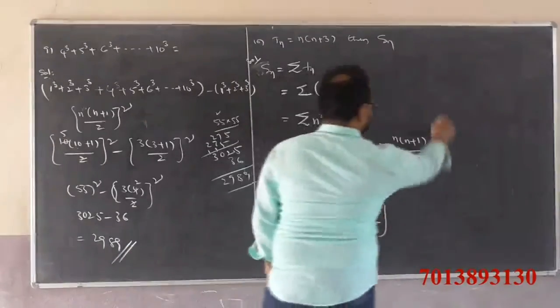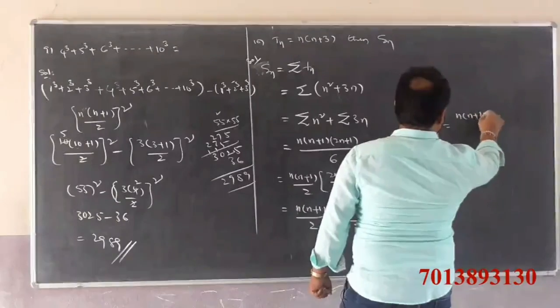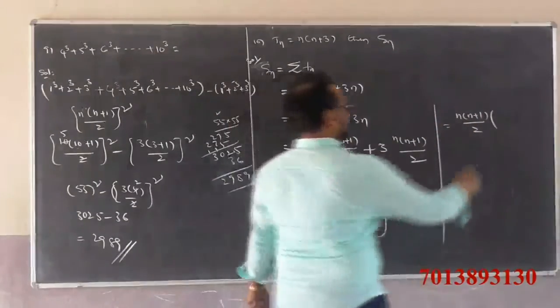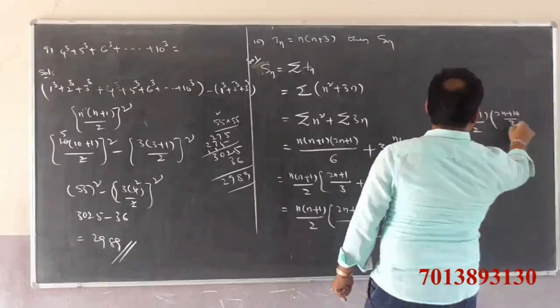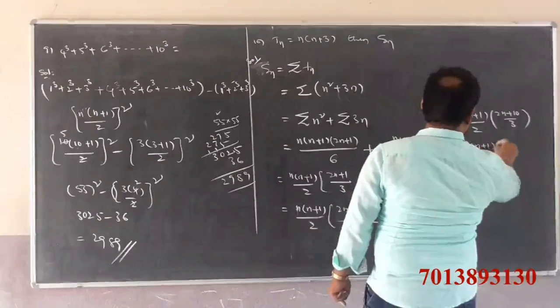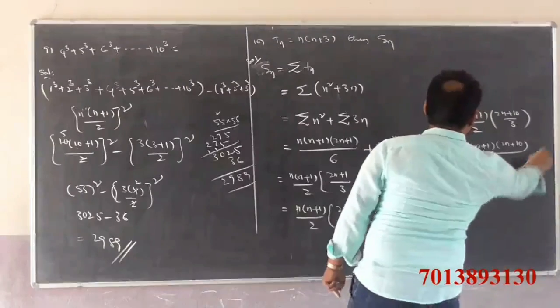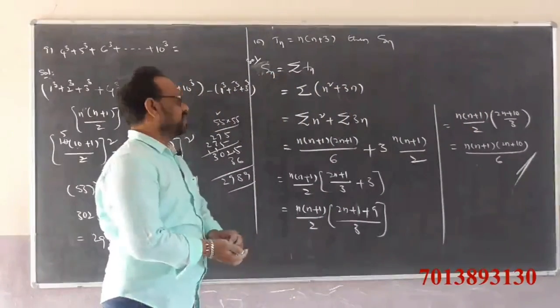So we get here n into n plus 1 by 6 into 2n plus 1 plus 9, which is 2n plus 10. If you do the multiplication, n into n plus 1 into 2n plus 10 by 6.